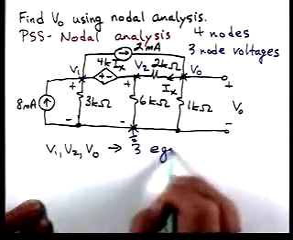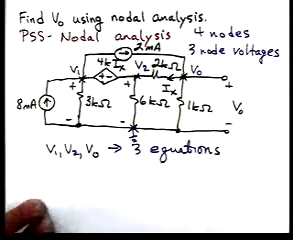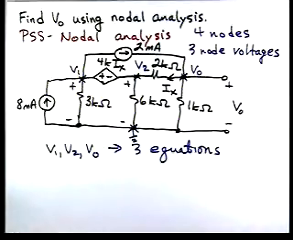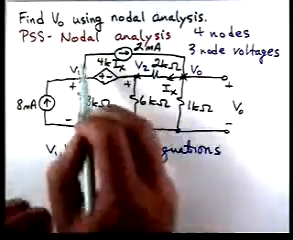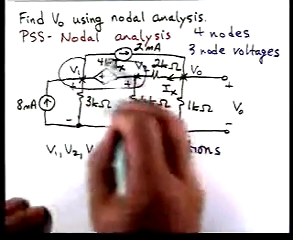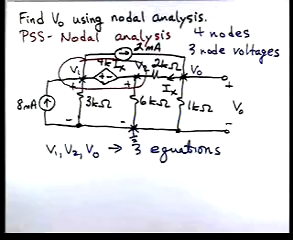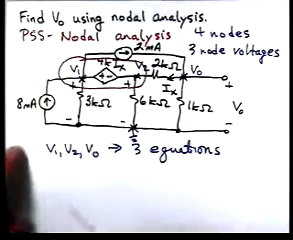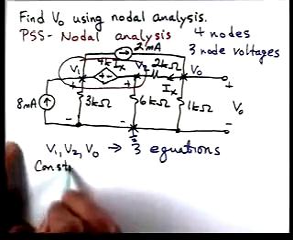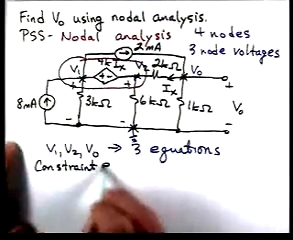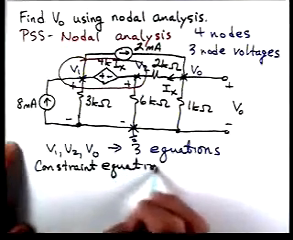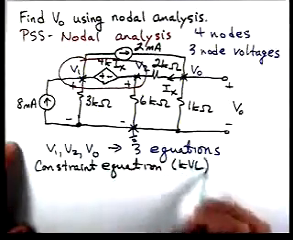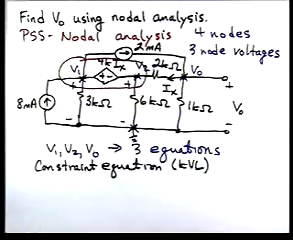That means we need 3 equations. And since we have a voltage source, we're going to have a constraint equation for that voltage source, and we're going to have a supernode. And one of our 3 equations will be the constraint equation. So let's write it. So the constraint equation, we'll use KVL to get it.